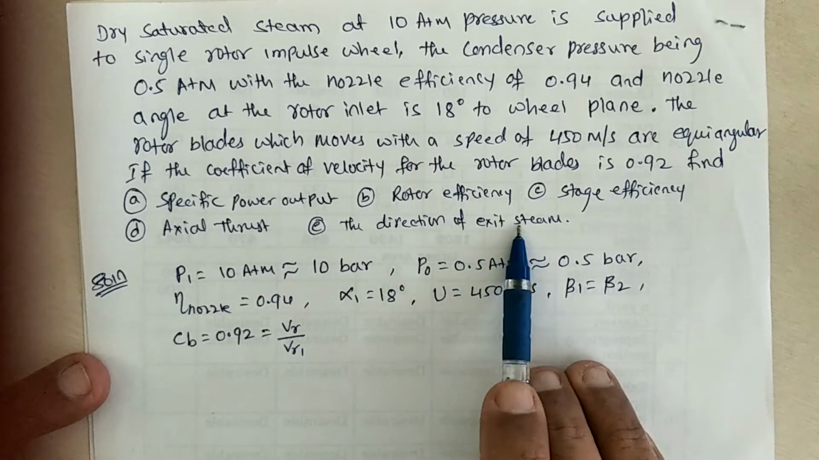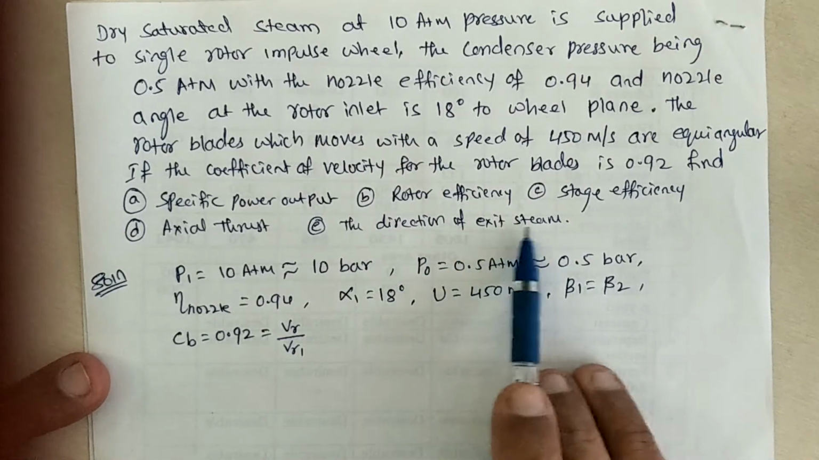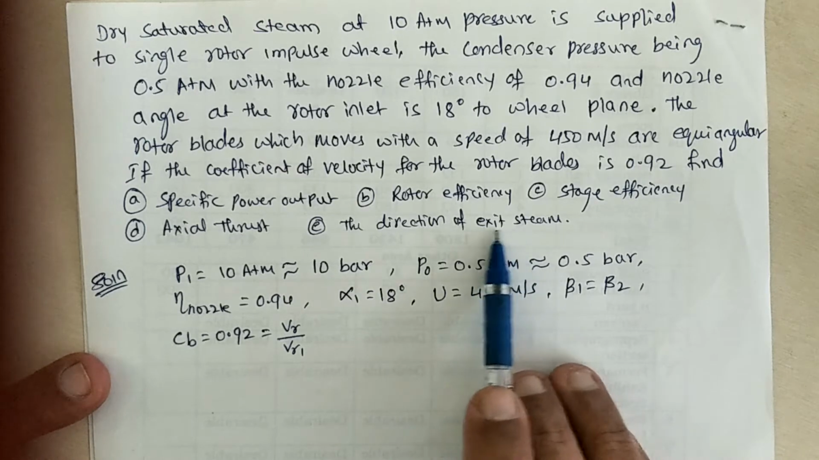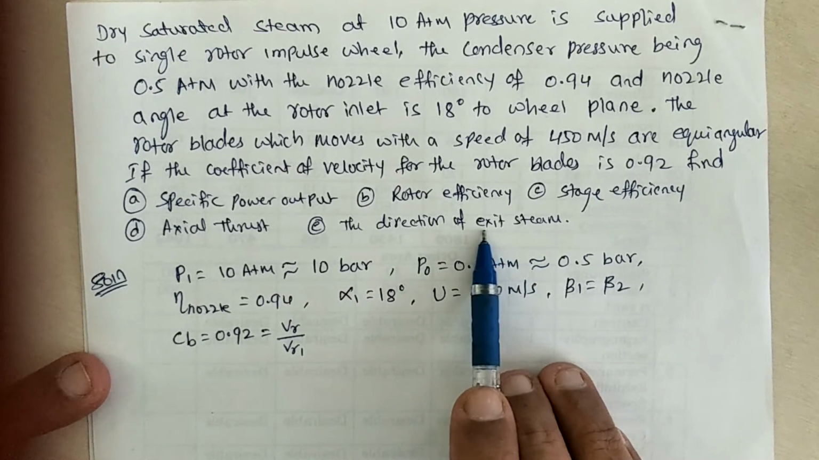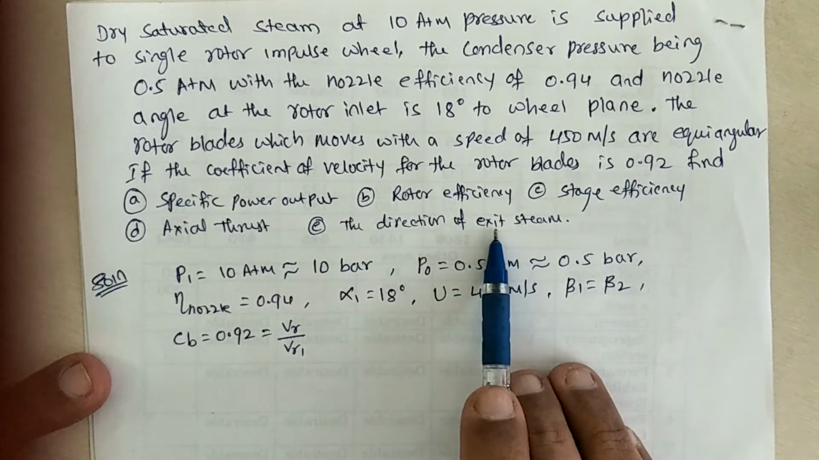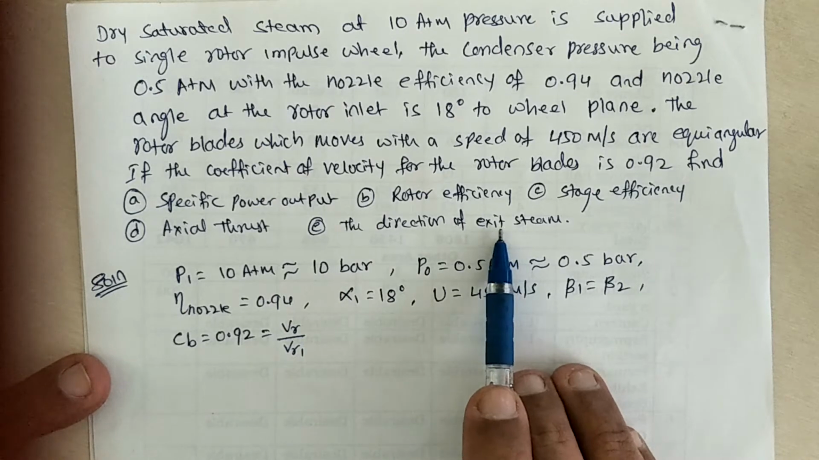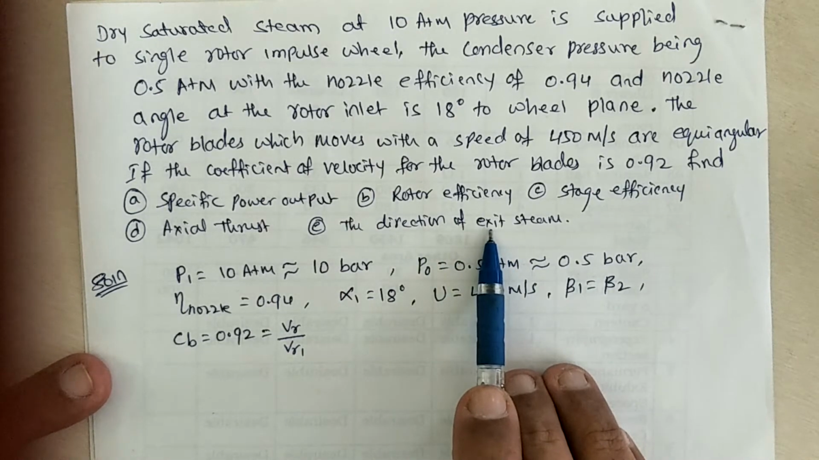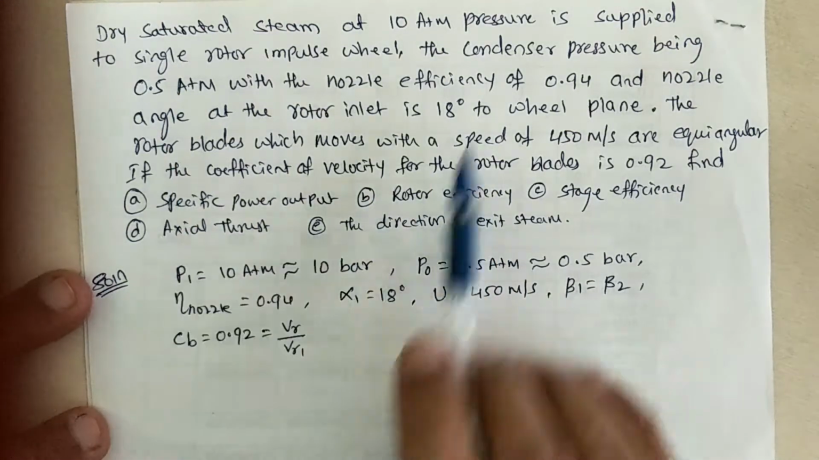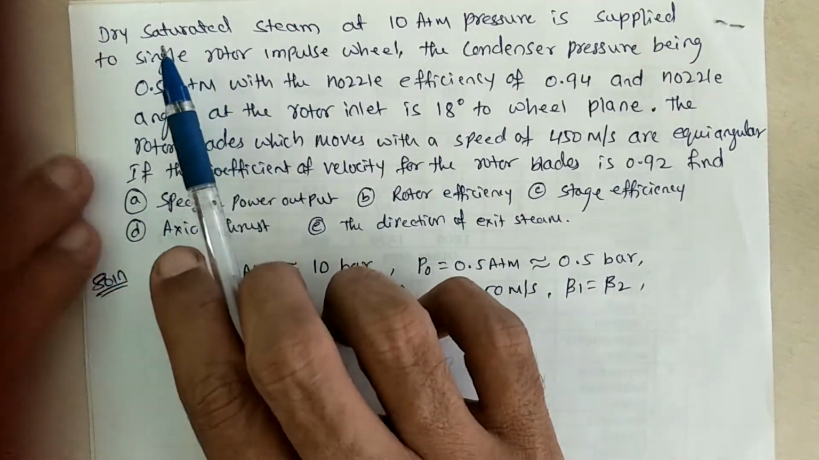So the direction of the exit steam is alpha 2, and the magnitude of the exit steam is nothing but V2. V2 is the speed or the velocity of the steam which is going out of the turbine, and it has a direction, so that direction is alpha 2. Okay, here we'll extract the given data.